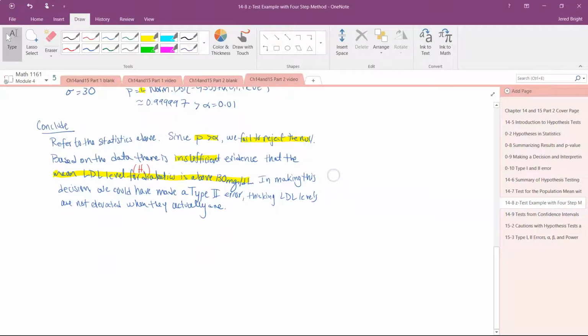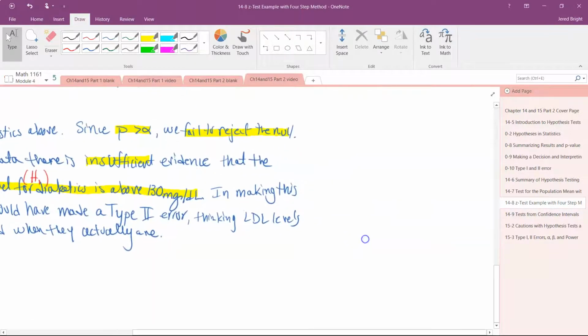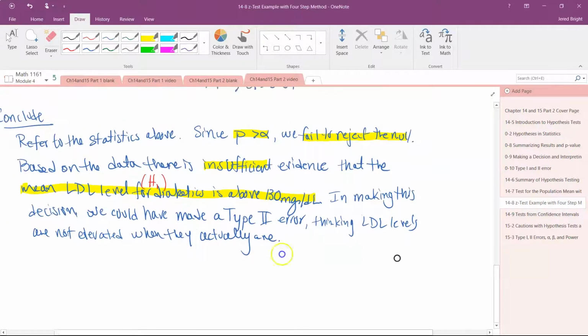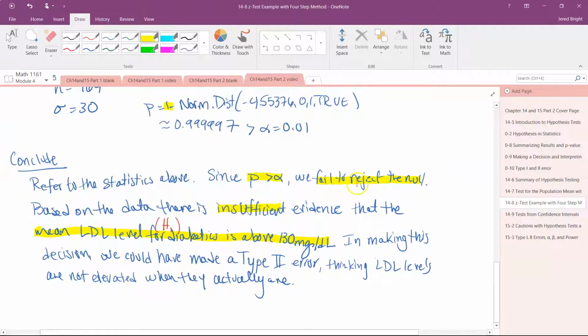So that's what I write in my conclude step. Since p is bigger than alpha, we fail to reject the null. Based on the data, there is insufficient evidence that, and then whatever the alternative is. And after I do that, I just state the type of error that could have been made with the decision. So that's the type 2 error.